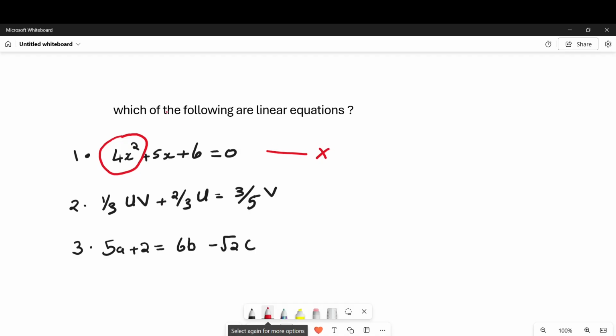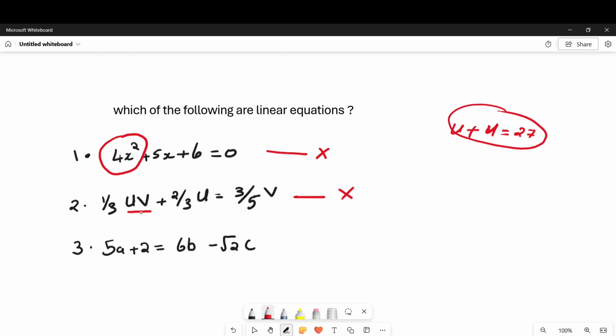Okay, go to the second one: 1 by 3 uv plus 2 by 3 u is equal to 3 by 5 v. The same thing happened here. Two variables came together; there is a product, u times v. The variables should not come in this form, because the variables should be added up and give a value. Here two variables come together, the product of variables is present. So it is not a linear equation.